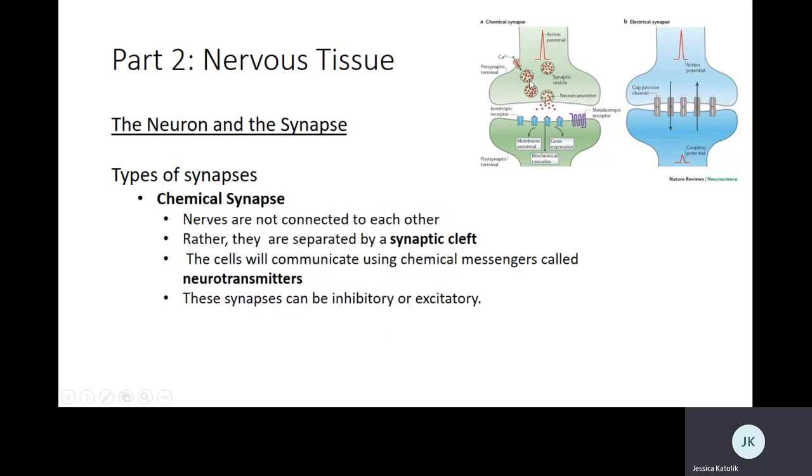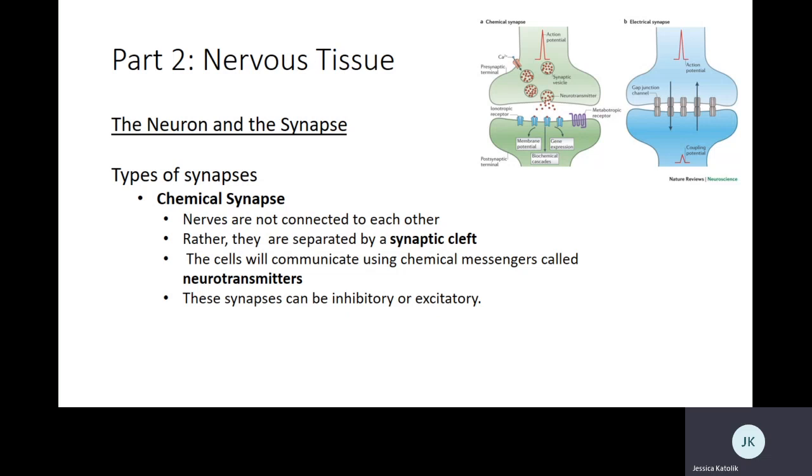Over here, what we can see on this diagram is a chemical synapse, and this is what is typically found in the nervous system. One of the major features of a chemical synapse is there's a gap between the two neurons, and this gap is called a synaptic cleft. Because the synaptic cleft is present, the action potential does not have the ability to cross from one neuron to another. So it needs to get creative and figure out a different way to communicate.